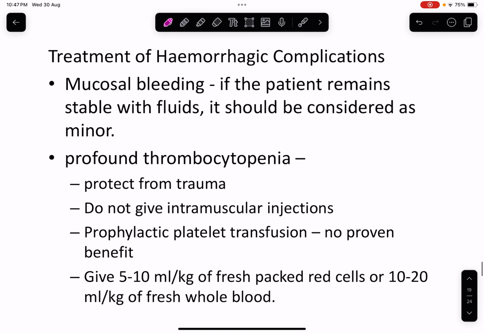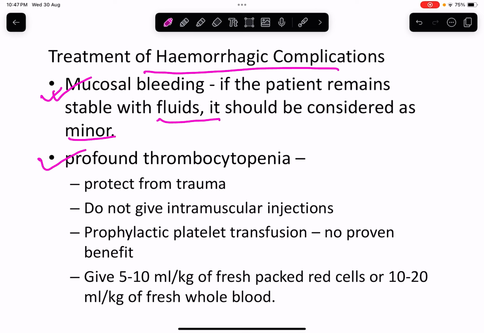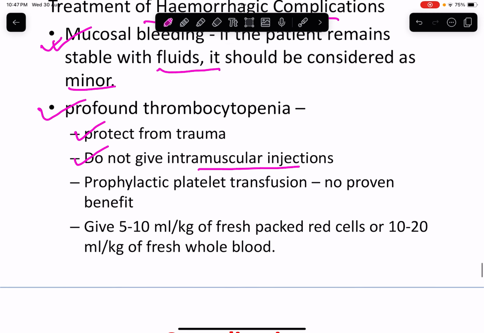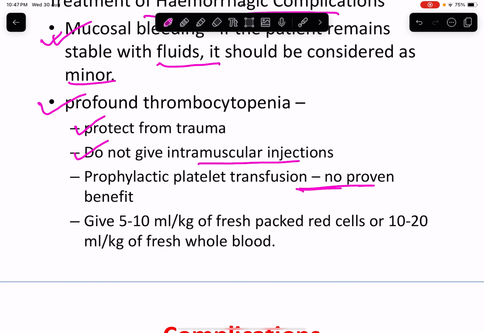Now, management of hemorrhagic complication. If there is mucosal bleeding, if the patient remains stable with fluids, it should be considered as minor bleed. If there is profound thrombocytopenia, what care we need to give to the patient? We need to protect the patient from trauma. We do not give any intramuscular injections. Prophylactic platelet transfusion has no proven benefit.